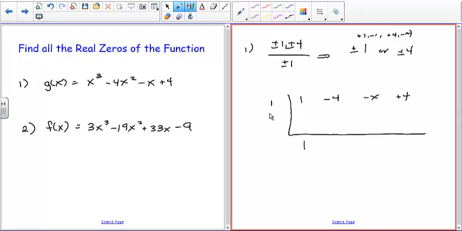Okay, so we bring down the 1. So you get 1 times 1 is 1. Negative 4 plus 1 is negative 3. I've got a number wrong there, so that's negative 1. So 1, negative 4, negative 1, 4. Okay, so 1 times negative 3 is negative 3. Negative 3 plus negative 1 is negative 4. And 1 times negative 4 is negative 4. Yes, it adds together to 0, and that's what you're looking for, 0 remainder. So that means x equals 1 is a zero. It means x minus 1 is a factor.